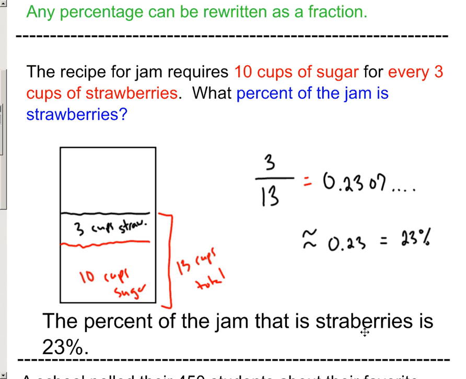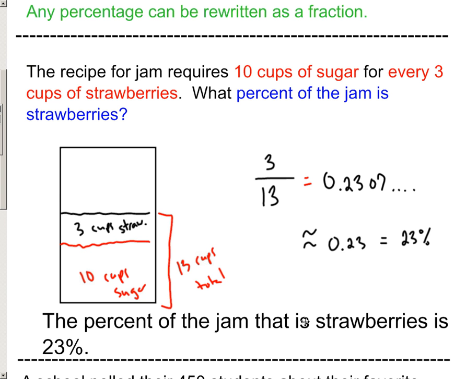The percent of the jam that is strawberries is 23%. Check for spelling errors and everything else. You should never say, well, I'm not a good speller and I don't know how to spell strawberries, when the question itself says strawberries. Okay, so make sure that you use every clue possible that's available to you. Don't get lazy on that.